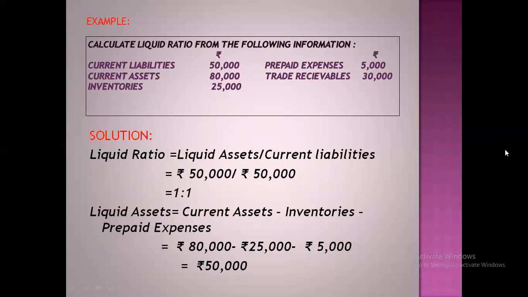So in this numerical, liquid assets are 80,000 minus 25,000 minus 5,000. From the current asset, we deducted two items. One is inventory, another is prepaid expense. And the current liability is given as 50,000. So 50,000 divided by 50,000 will become 1:1.